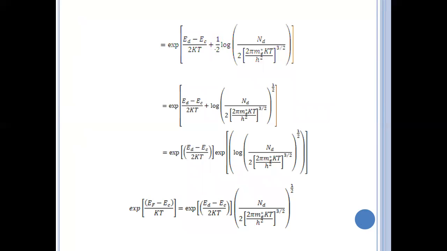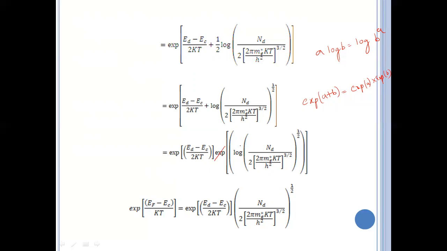Again, this half, this like A log B, you can write it as log B power A. So just taking this 1 by 2 from the coefficient to the power for the log, this will become log of Nd by 2 into (2 pi m_e* kT by h square) power 3 by 2, whole power 1 by 2. Now this one is like exponential a plus b. So here you can apply the formula exponential a into exponential b. So this will be exponential (Ed minus Ec) by 2kT into exponential log term.